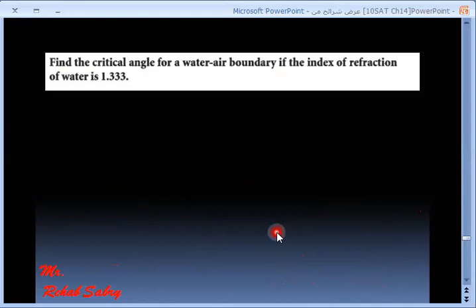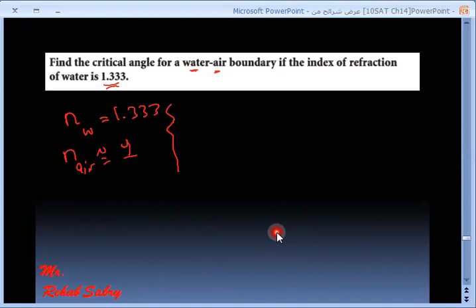Find the critical angle of the water-air boundary. Here the question says water-air boundary. If the index of refraction of water, n of water, equals 1.333, so this is n_i. Why? Because n of air equals approximately 1, as we said in the previous lectures.